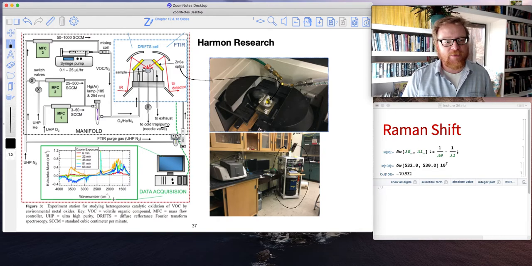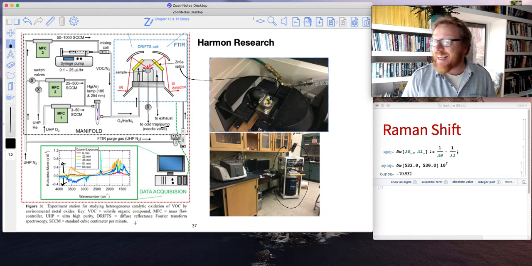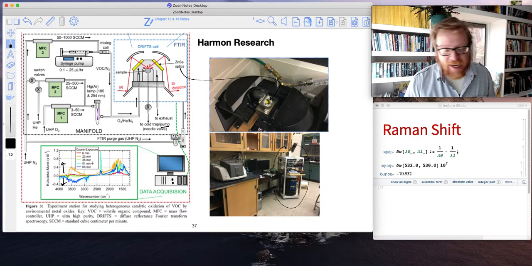And here's kind of what some data looks like. We see dynamic spectra where negative peaks indicate we lost some functional groups, and positive peaks indicate we gained functional groups. This is just sample spectra from some chemistry that I'm not going to describe, but you can see it's very dynamic.